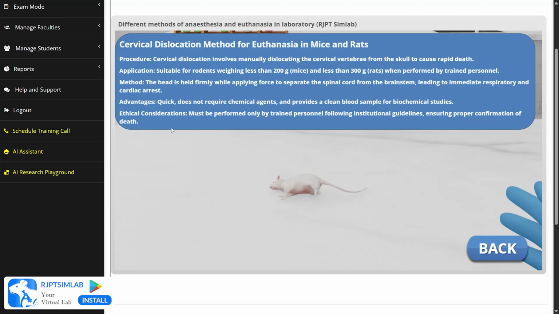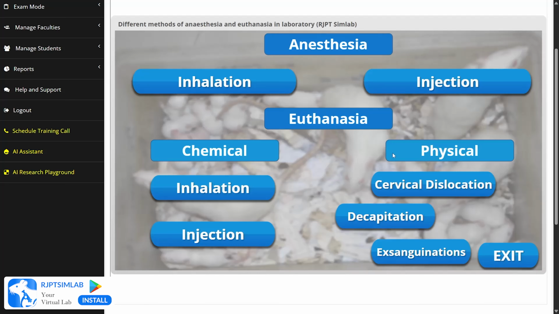The ethical considerations are that it must be performed only by trained personnel following institutional guidelines, ensuring proper confirmation of the death. Now let's see the second physical method, which is decapitation.